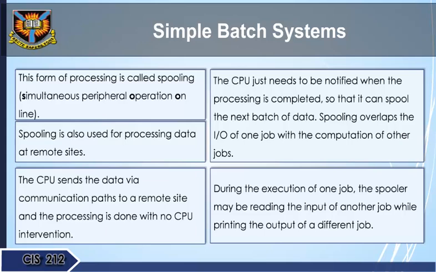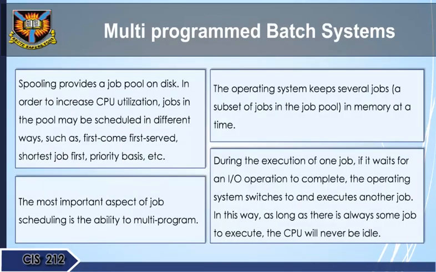The CPU sends the data via communication paths to a remote site, and the processing is done with no CPU intervention. The CPU just needs to be notified when the processing is completed so that it can spool the next batch of data. Spooling overlaps the I/O of one job with the computation of other jobs. During the execution of one job, the spooler may be reading the input of another job while printing the output of a different job.